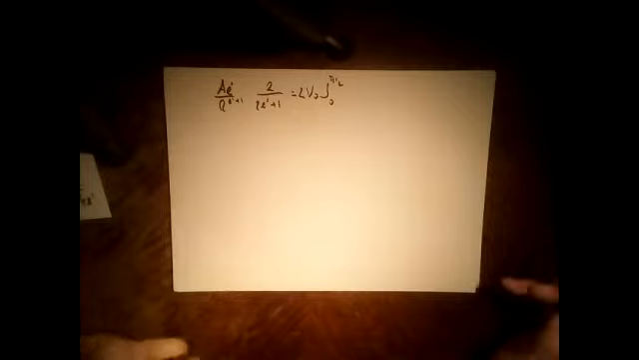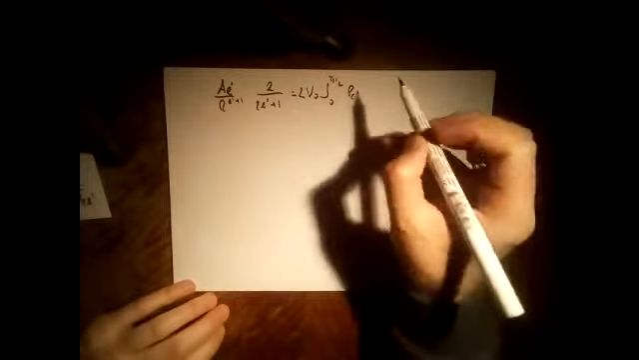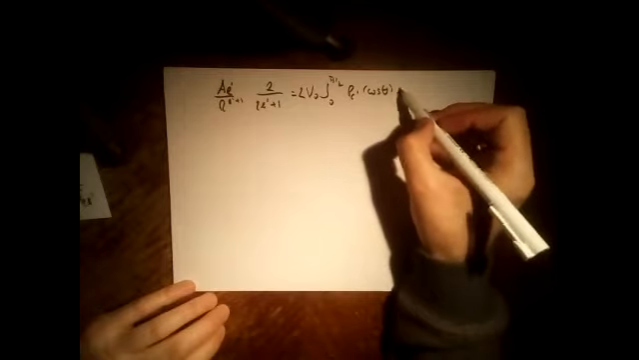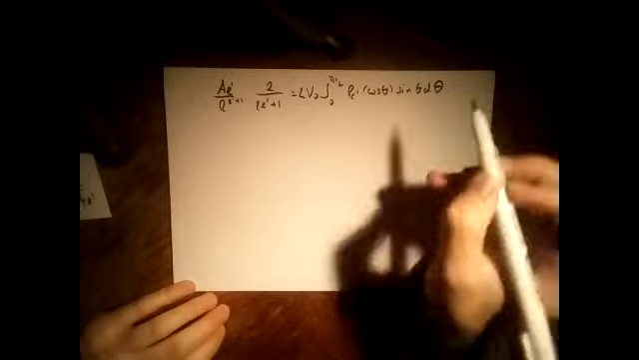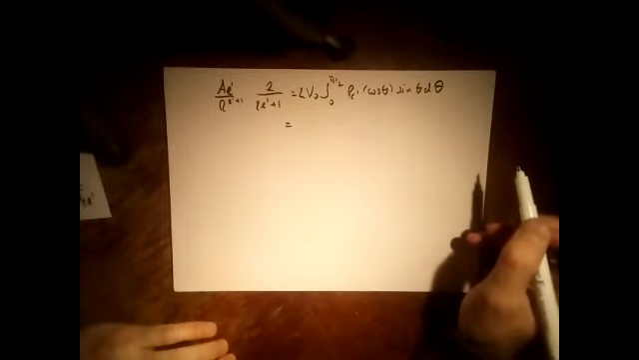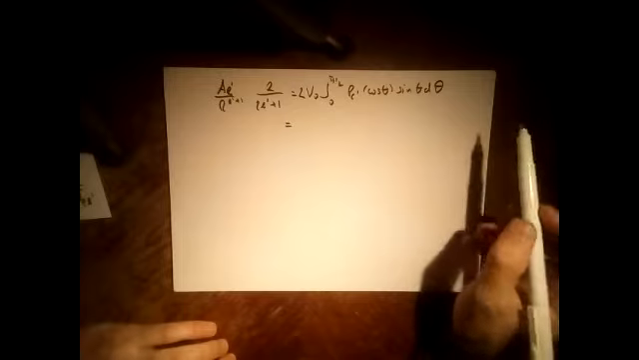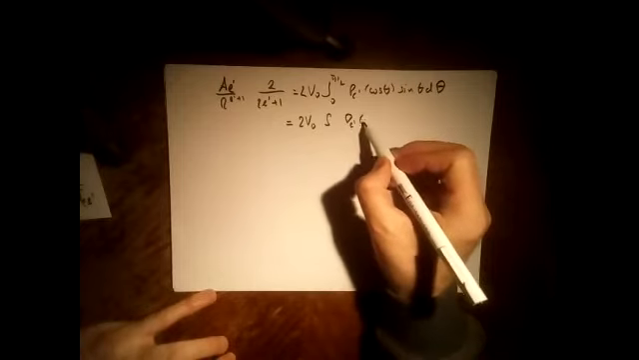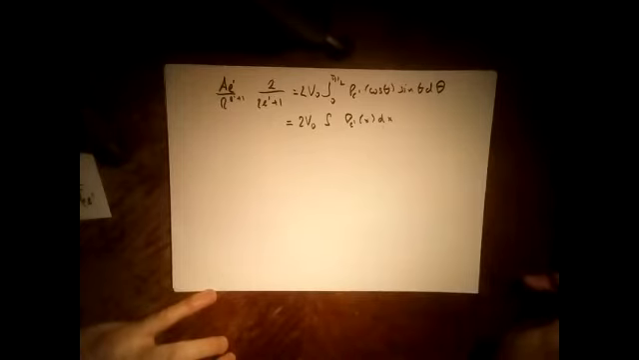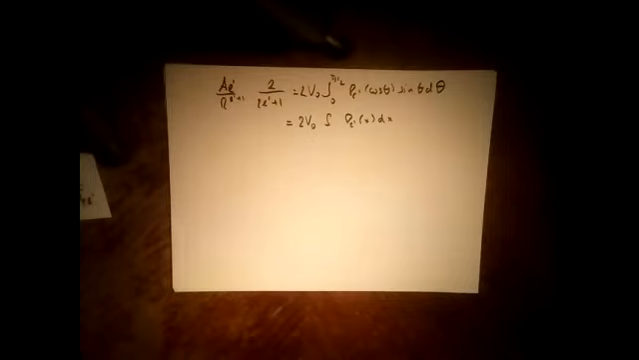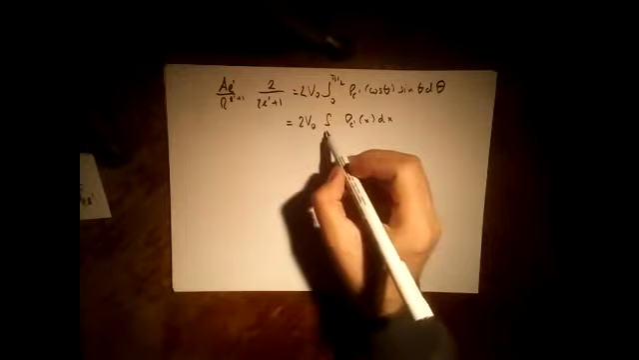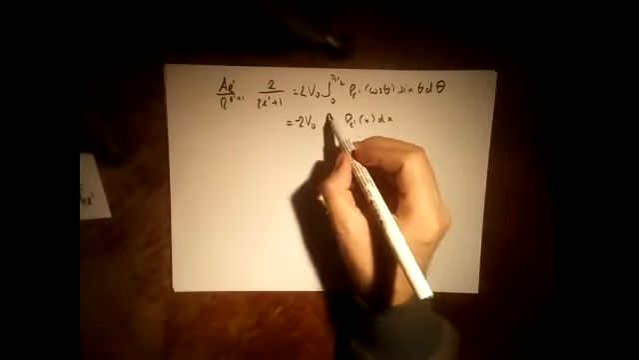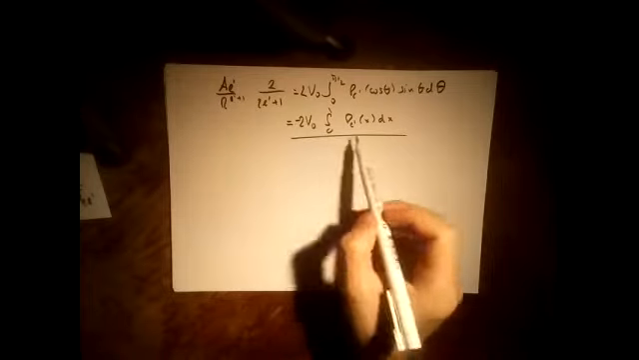P_L'(cos theta) sine theta d theta. But I already introduced this other variable, x, so let me reconvert everything. So this is actually going to be 2V0 times the integral of P_L'(x) dx. And the integral goes from 0 to pi over 2. Actually, it goes from 1 to 0, or minus the integral from 0 to 1. Now we need to worry about this.